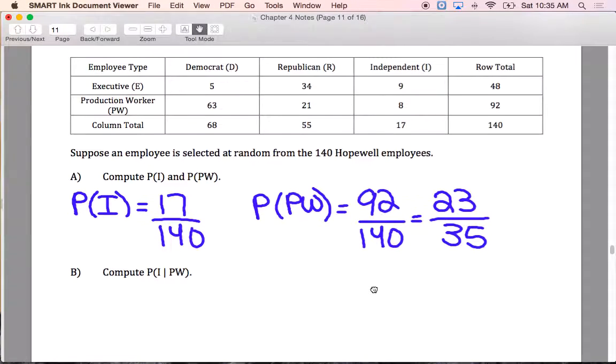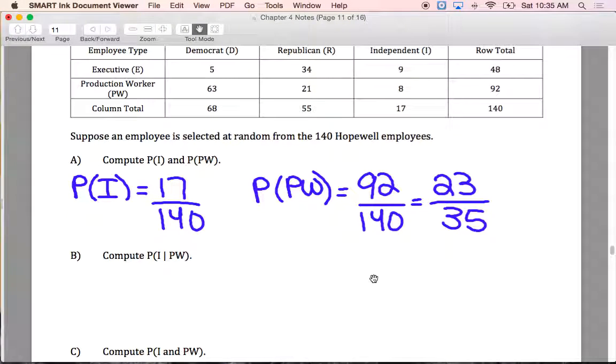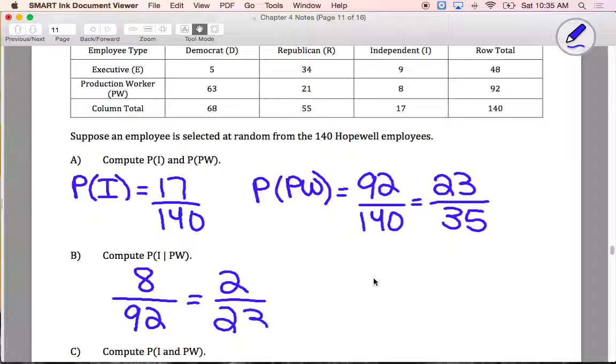Now for part B, remember for this one, what we're going to do is put the total number of production workers on the bottom, and then the number of independents who are production workers on the top. So my total number of production workers was 92. My total number of independents that are also production workers is 8. So 8 out of 92 is 2 out of 23.